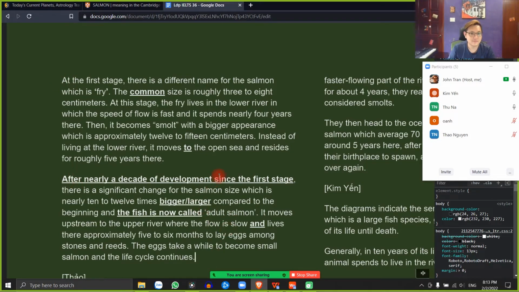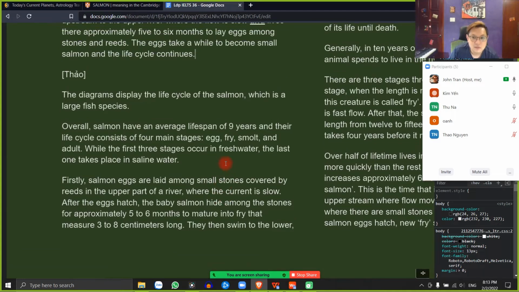It looks okay. Okay, missed out. Oh, by the way, remember to rewrite this one at home, okay, class? Always remember to rewrite your essays, okay? Luôn phải nhớ là phải tự viết lại bài essay nha, sau khi được sửa xong. The diagram display the life cycle. Trình bày.